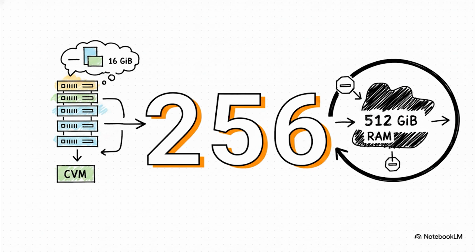So if you've got a beast of a host with 512 gigs of RAM, Foundation is not going to give the CVM 496 gigs. It hits that ceiling and stops exactly at 256. Make sure you memorize that maximum cap.